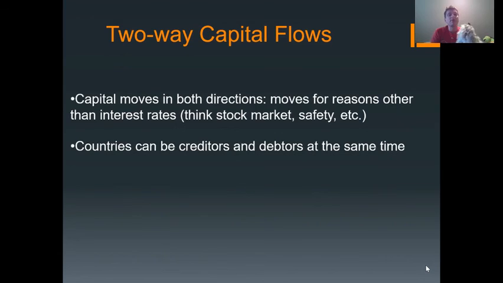So foreign investors want those higher interest rates, so they put the money into your economy. And it is important to remember that the capital does move in both directions. This is a two-way thing. People are always going to be creditors and debtors at the exact same time. And it can be for any number of reasons. The stock market can be doing well, the country can be safe or unsafe, and really anything. And if that ever shows up in the AP test, it will be kind of obviously stated. And that's it for capital flows.